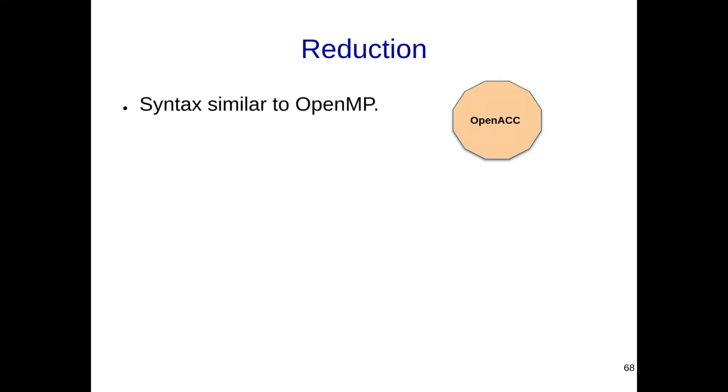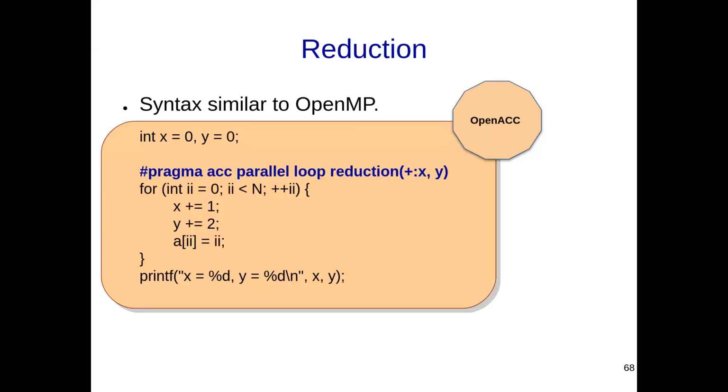So the syntax of reduction in OpenACC is very similar to that in OpenMP, and it just specifies that whenever you have a parallel loop, you can specify a reduction there, which says what operator should be used and what left-hand side variables that reduction should be applied to. In this case, both x and y are undergoing plus equal to, that is, the sum is getting accumulated, and therefore I can specify plus colon x comma y.